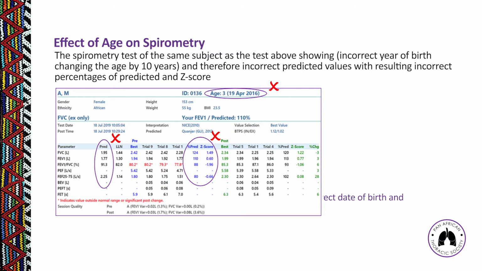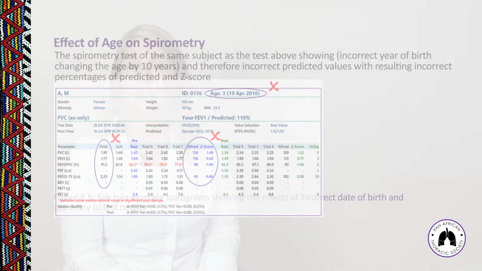But when the child is incorrectly entered as 3 years old, the FEV1 predicted drops to 1.77. The Z-score is 0.60. So you can see just how much a small error of missing out a 1 instead of a 3 when entering the date of birth can change your interpretation of a lung function test result.